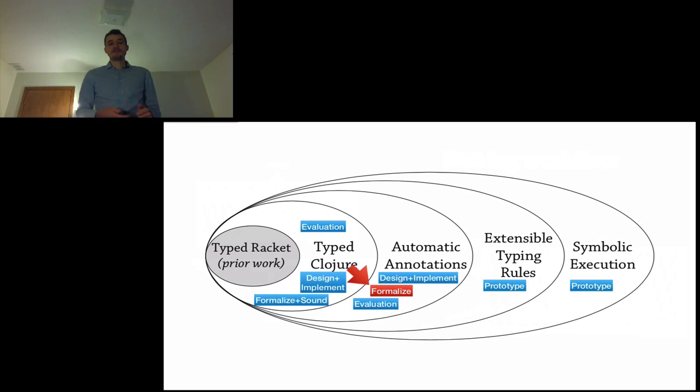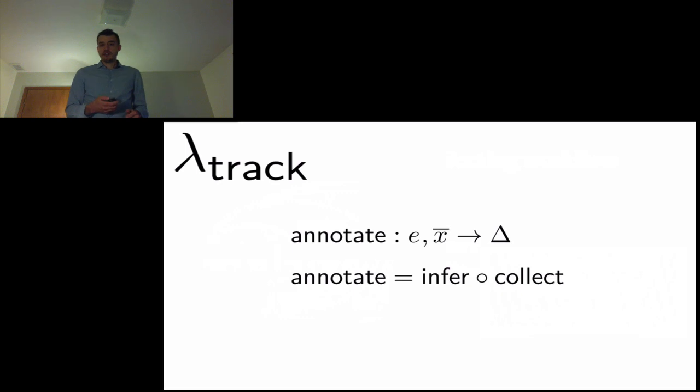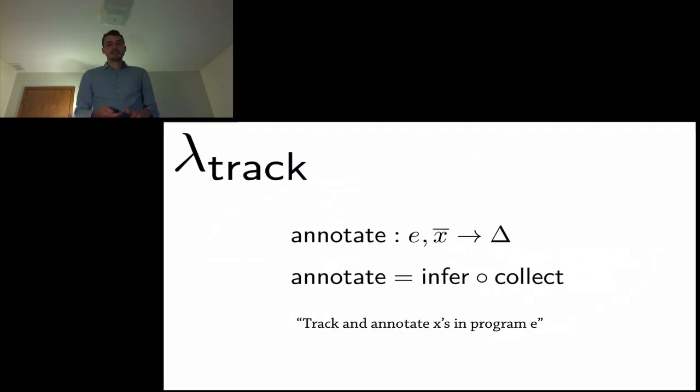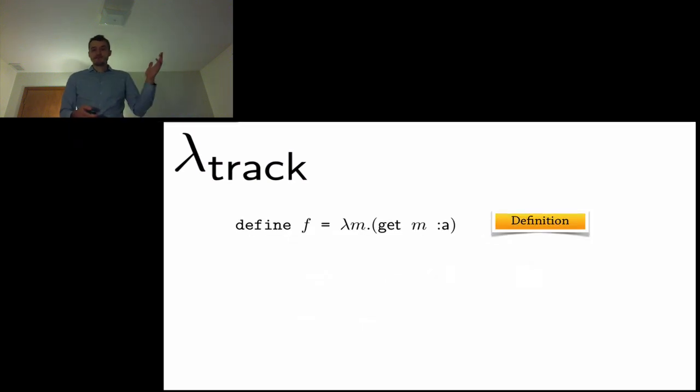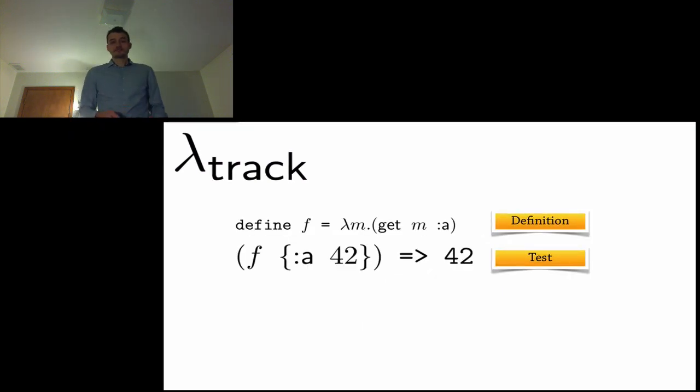So now let's look at the formalism of automatic annotations. It's going to be very brief. Here's the top level driver. It takes an expression E, which is basically a test, and then says, observe all the x's in this E. So for example, here's a function definition and a test. All that f does is just take out the A entry.